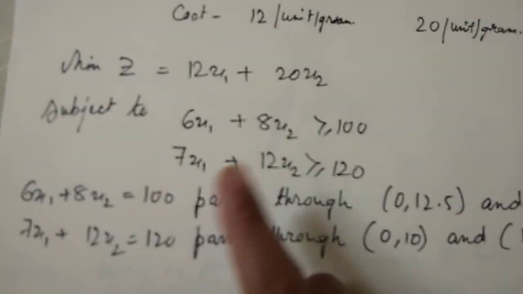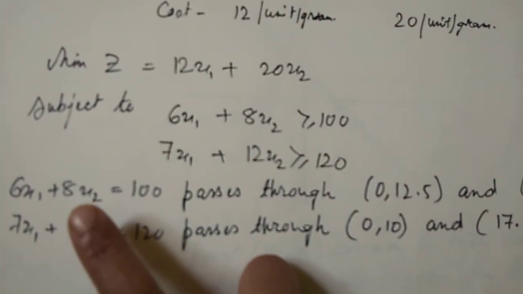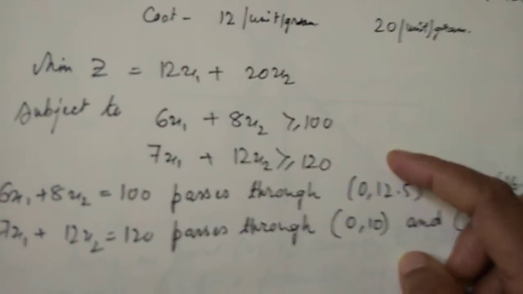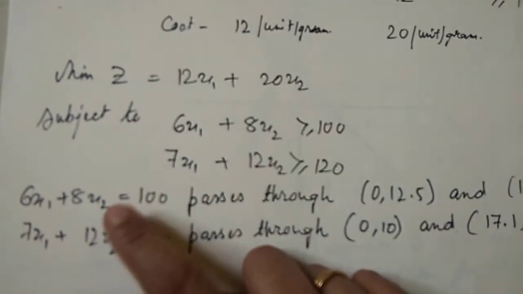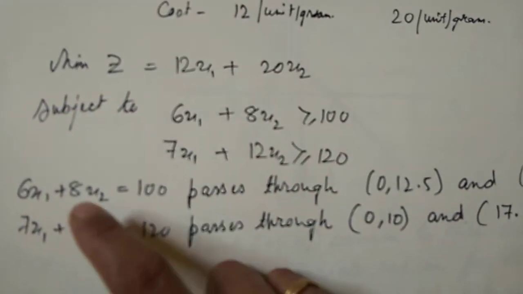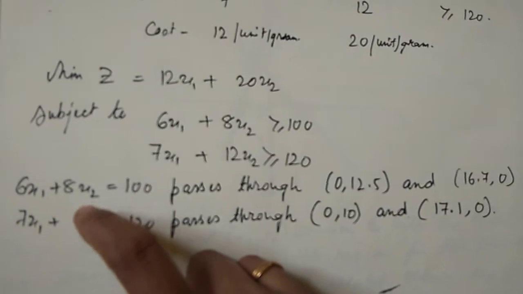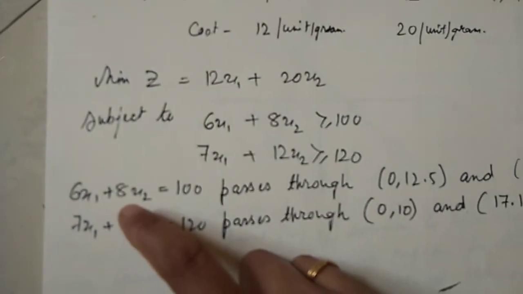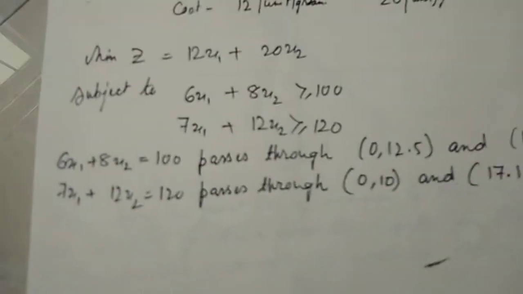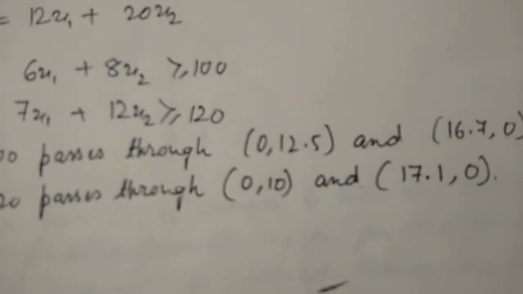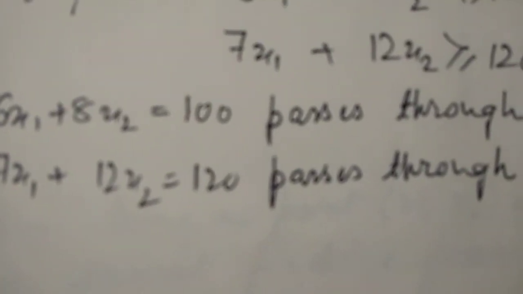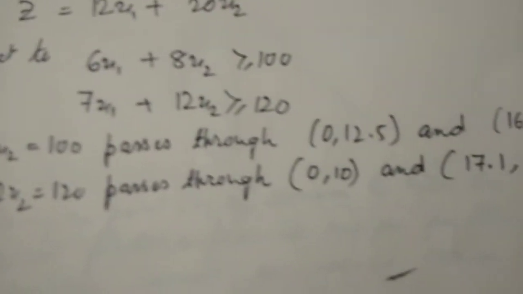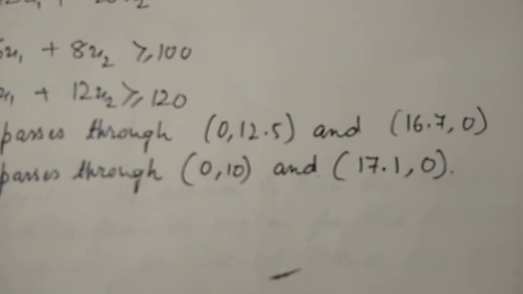Then we use the same usual techniques. I have skipped some steps. You can follow the other videos to see how the steps are done. In order to save time, I have skipped these steps. After doing all the calculations, we find that the first line, 6x1 plus 8x2 equals 100, will pass through (12.5, 0) and (0, 16.7). And the second line, 7x1 plus 12x2 equals 120, will pass through (0, 10) and (17.1, 0).